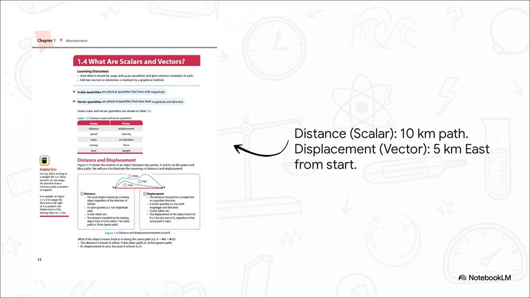And this is the perfect illustration of the difference. So imagine you walk along that winding blue path. The total distance you actually traveled, your step counter, might say 10 kilometers. That's a scalar. But your displacement, the vector, is just the straight line path from your start point to your end point. In this case, 5 kilometers to the east. See? Two totally different descriptions of the exact same journey.